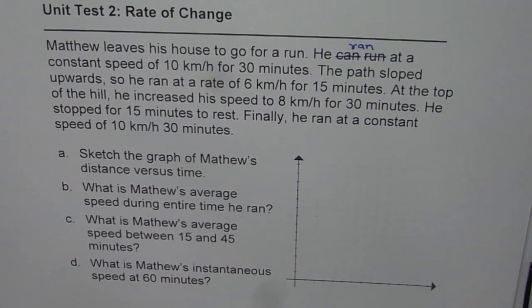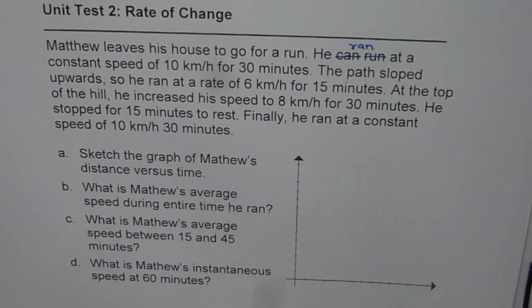Sketch the graph of Matthew's distance versus time. What is Matthew's average speed during the entire time he ran? What is Matthew's average speed between 15 and 45 minutes? And what is Matthew's instantaneous speed at 60 minutes? You can pause the video, sketch the graph, and then look into my suggestion.